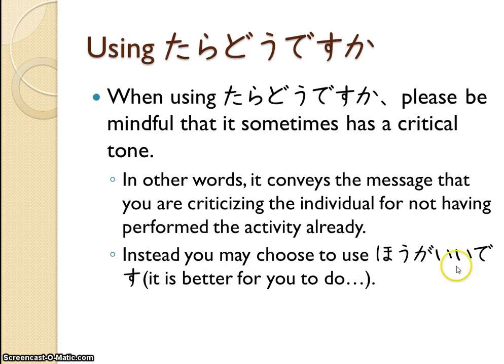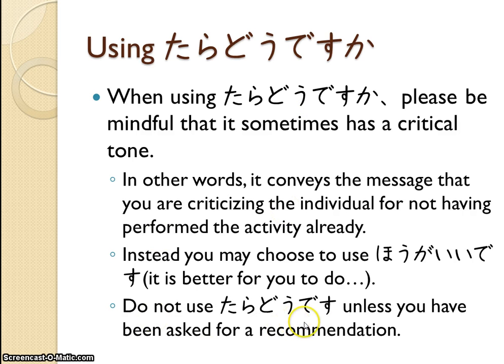So here's another reason why. Instead, you may choose to use 方がいいです. So it's better for you to do, because this one actually gives a little bit less of a critical tone. You're saying, oh, why don't you try this instead? 方がいいです. たらどうですか just says you need to do this because you're not doing this. Now, don't use たらどうですか unless you have been asked for a recommendation. たらどうですか is a recommendation, but you should only use it if you have been asked for that kind of advice.